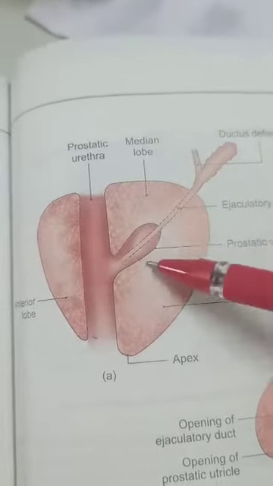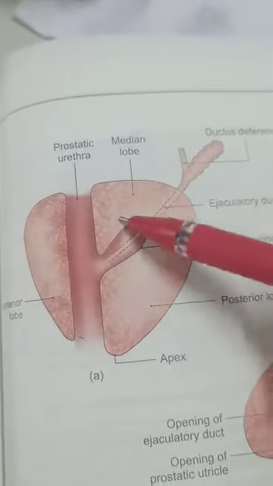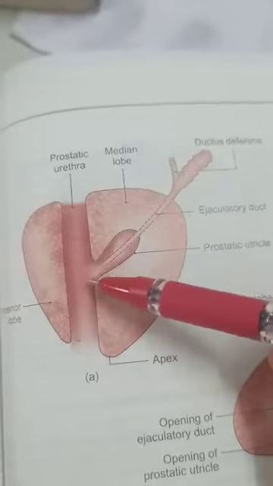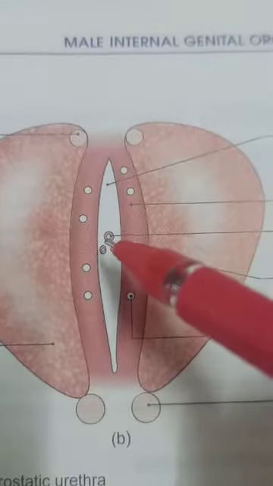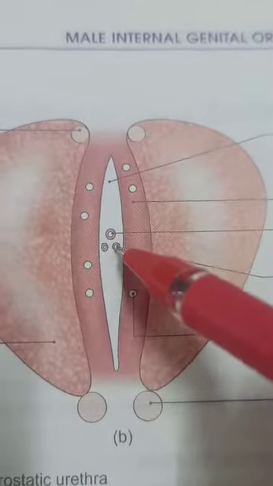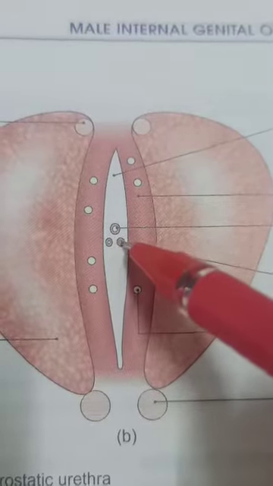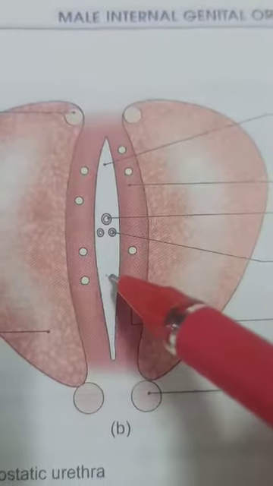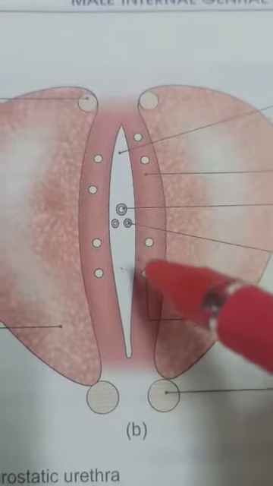Then on either side of the prostatic utricle we can see the two ejaculatory ducts. The ejaculatory duct passes through the gland and opens into the central part. In this section, this is the opening of the utricle, and on either side below the opening of the utricle we can see the openings of the ejaculatory ducts inside the urethra. This is the urethra. All these structures open into the urethra.